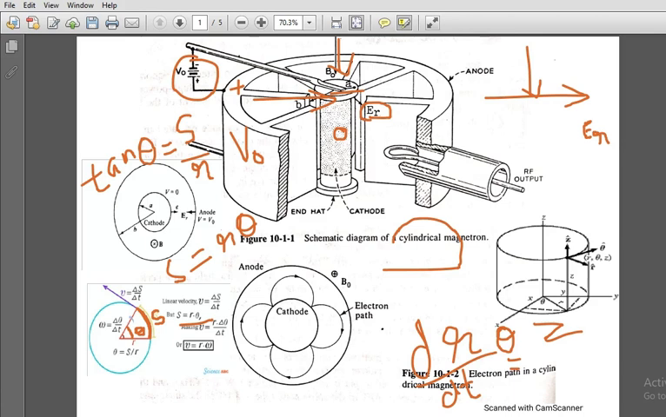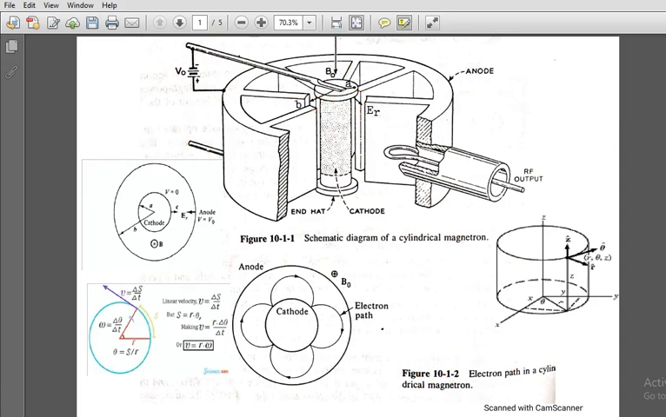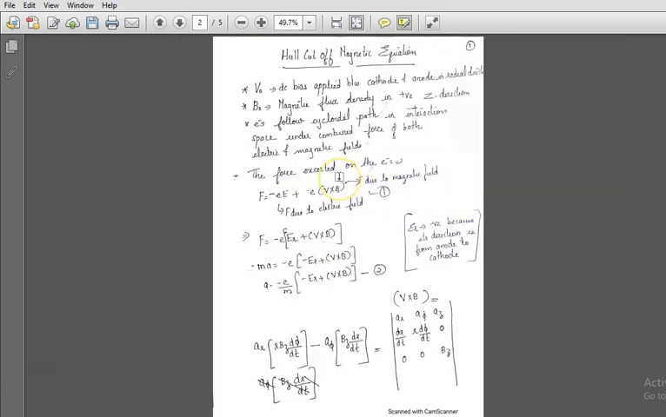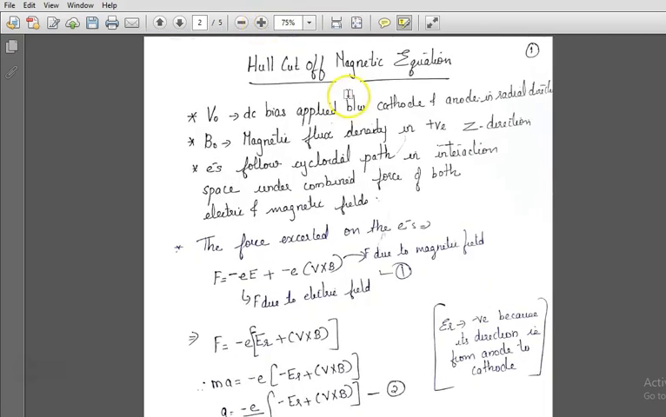So moving on to our derivation. We know that the force acting on the electrons coming out of the cathode consists of two parts. The first is the force due to the applied electric field, which is the charge of the particle into the electric field applied. It is minus e into E, since the charge of the electron is negative. Plus the force due to the magnetic field, which is again charge into V cross B, a vector product, where V is the velocity and B is the magnetic field applied.